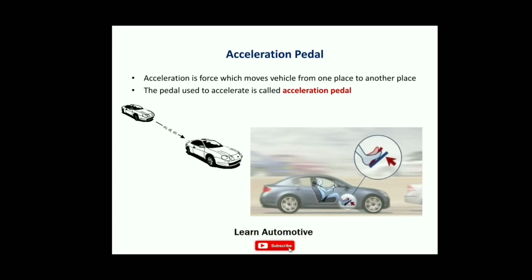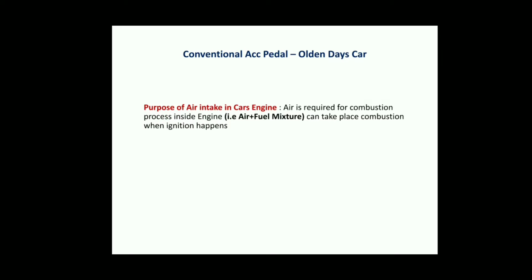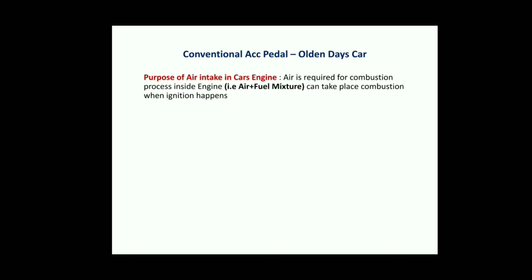So for moving this vehicle from one place to another place, the component that we are using is the accelerator pedal. Let's see briefly how it works. Here we have differentiated two things: one is the conventional accelerator pedal and the other is the modern day car's accelerator pedal. We'll start with the conventional one. Before that, you have to understand the purpose of air intake in a car's engine. In a car's engine we have to take in air for the air-fuel mixture.